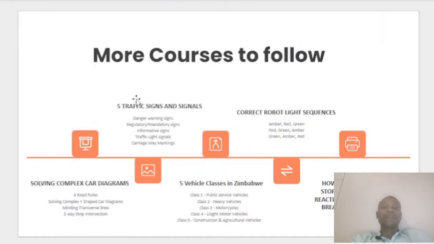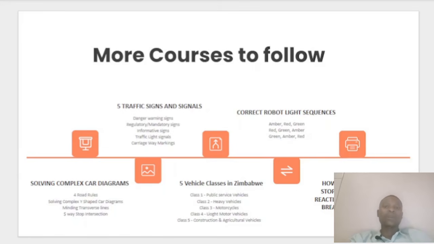So guys, we have come to the end of this course. In more courses, we're going to be looking at the 5 traffic signs that we have, which are danger warning signs, regulatory signs, informative signs, traffic light signals, and carriageway markings. Be sure to watch that one. Be sure to go through that lecture. And we're also going to be looking at the 5 vehicle classes that we have in Zimbabwe, which is class 1 all the way to class 5. And we're also going to be looking at the correct robot light sequence, how to identify the correct robot light sequence, and how to calculate stopping distance, reaction distance, braking distance. Do make sure that you don't miss each and every one of those lectures. They are very important for you.